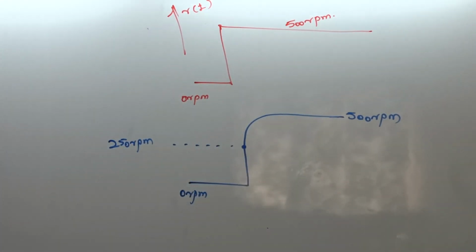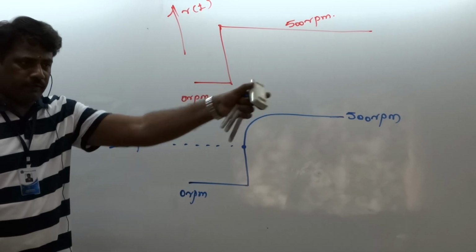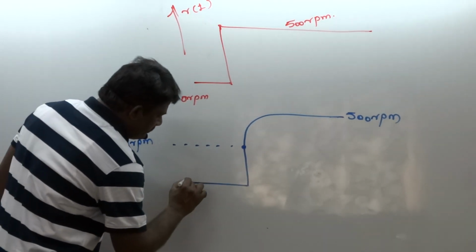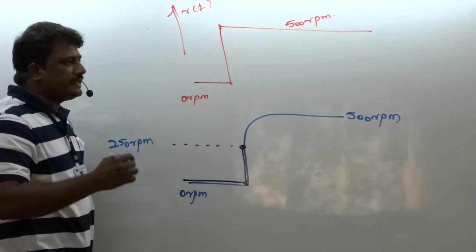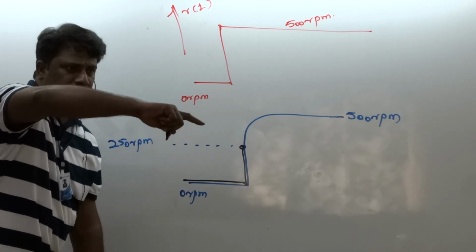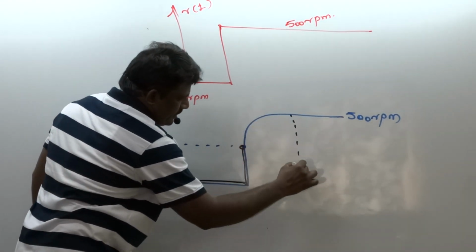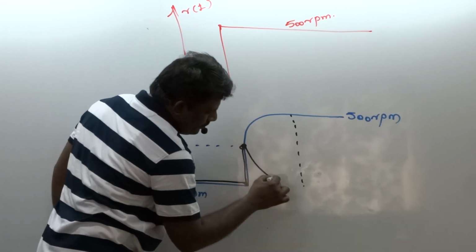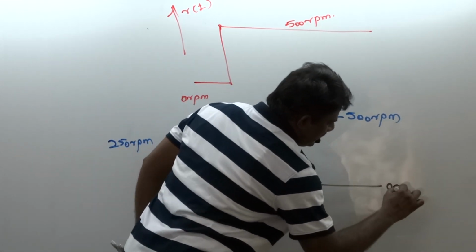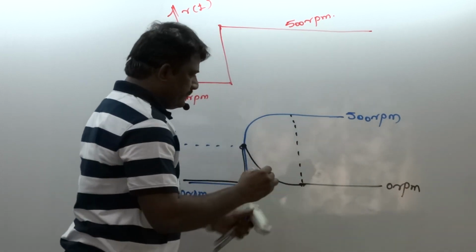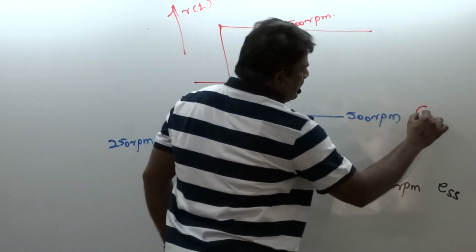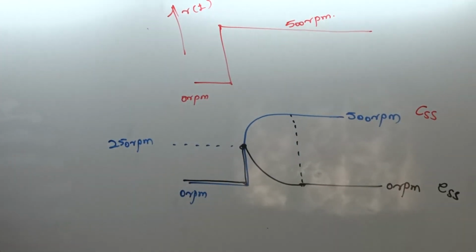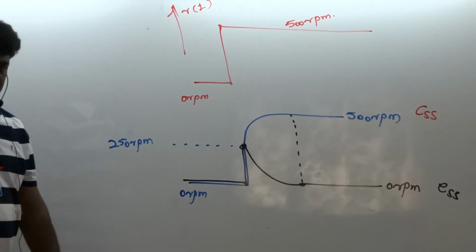And during this period, what is the error signal? The error begins with 250 rpm, and then as C of t increases further, the error decreases to 0. By the time C of t reaches 500 rpm, the error goes to 0 rpm. Finally, the error reaches 0 rpm. This is in fact your ESS, and this is in fact your CSS. Okay? Steady state output response and steady state error response.